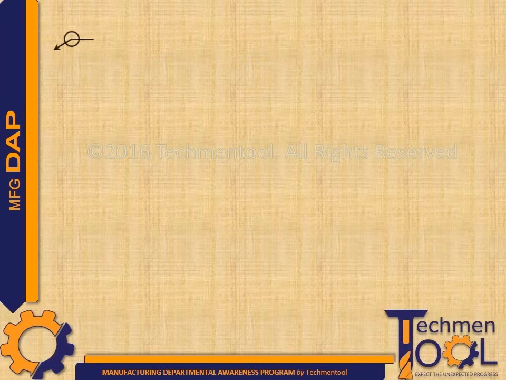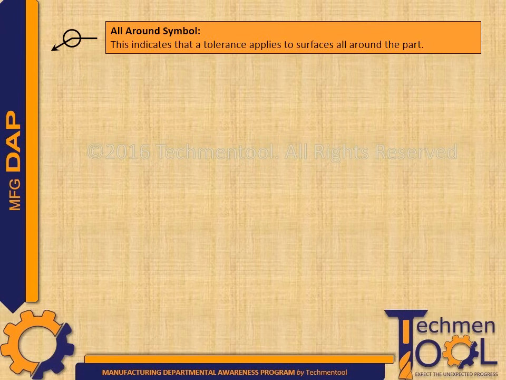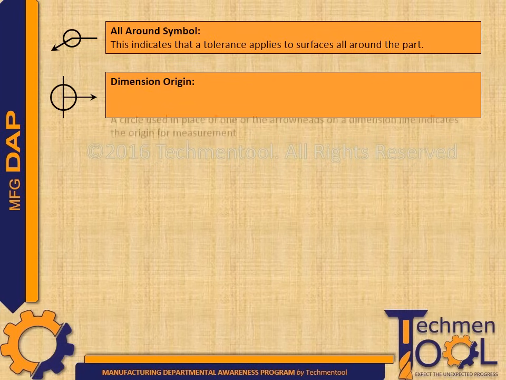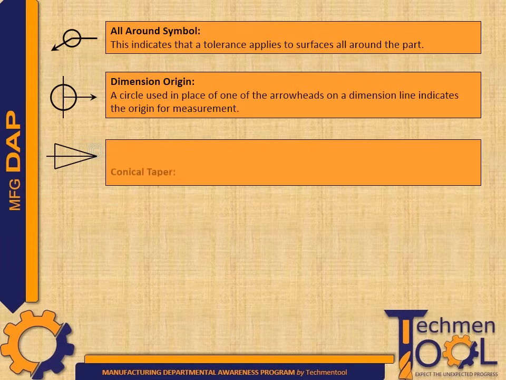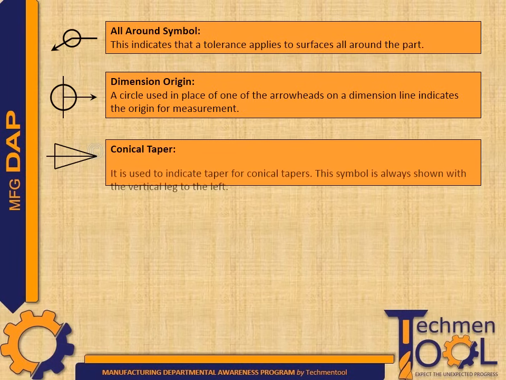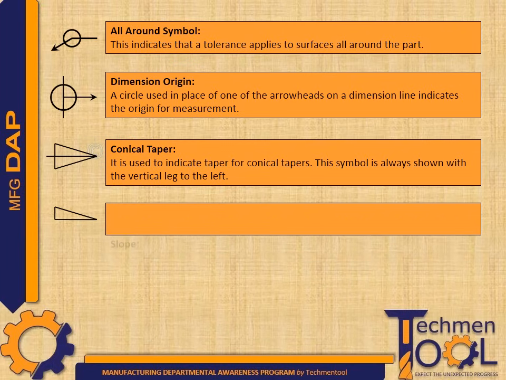All around symbol. This indicates that tolerance applies to surfaces all around the part. Dimension origin. A circle used in place of one of the arrowheads on a dimension line indicates the origin for measurement. Conical taper. It is used to indicate taper for conical tapers. This symbol is always shown with vertical leg to the left. Slope. It is used to indicate slope for flat tapers.